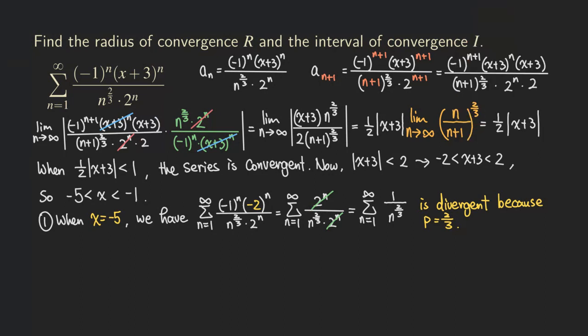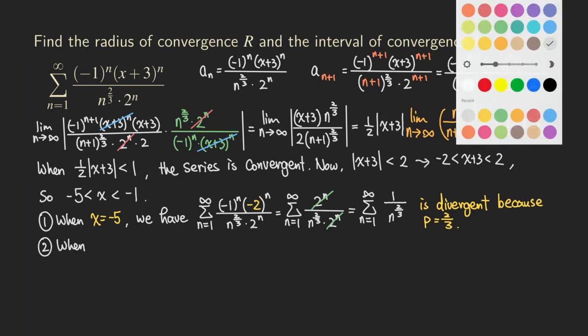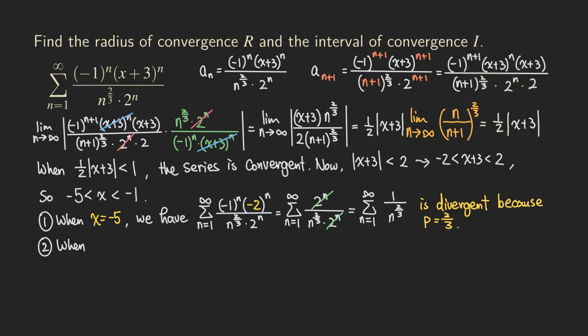Now let's test the other endpoint. The second case is when x is equal to negative 1. What happens to our series? We plug the negative 1 in there, so we get negative 1 to the n. Plugging negative 1 into x, we get negative 1 plus 3, which is 2. So we get the 2 here, and the bottom stays the same.